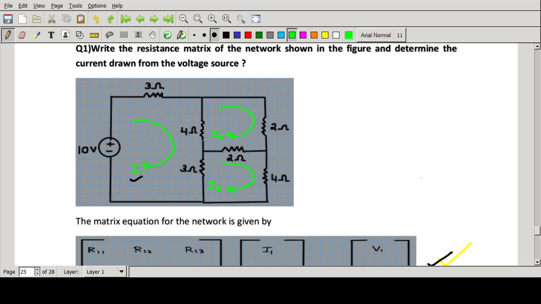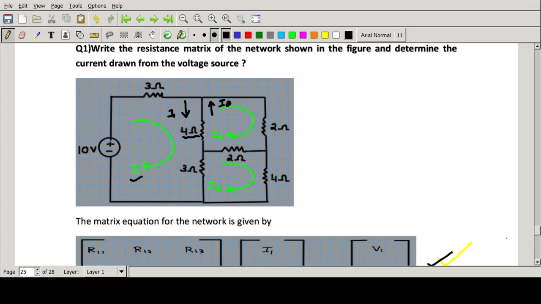Then R12. How will you get the value of R12? Just see the resistance through which both currents I1 and I2 are flowing. You can see here I1 is flowing like this and I2 is flowing like this. So the resistance is 4 ohms, and you can see here I1 is in this direction and I2 is in the opposite direction. That means you have to take the sign as negative.